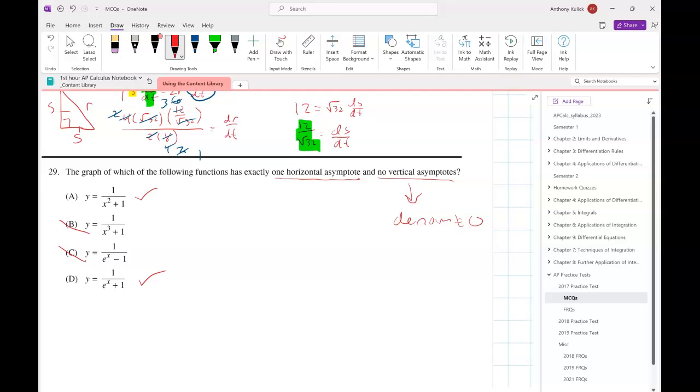When does a rational function have a horizontal asymptote? That's what A is, right? This should be something we can remember from Algebra 2. As long as the degree of the numerator is less than or equal to the degree of the denominator, you'll get one horizontal asymptote. If the degree of the numerator is greater, you get the slant asymptote.